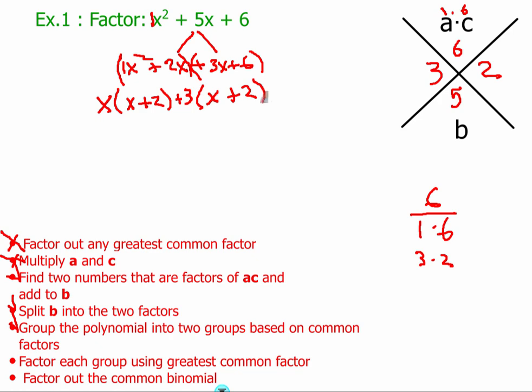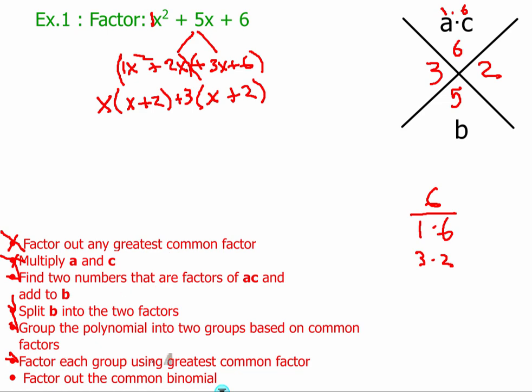And the nice thing about factoring by grouping is that at this point, I can check and see if I'm doing this right. If I'm doing it right, what's inside of my parentheses here should be the same. In this case, they are. They're both x plus 2, so I know I'm doing it right. So now I've factored them out.